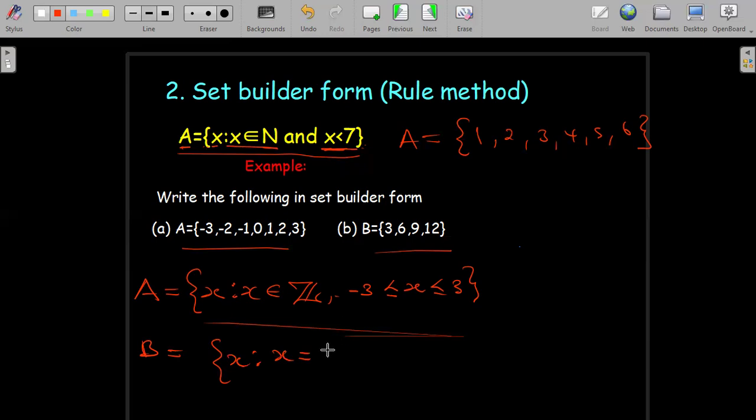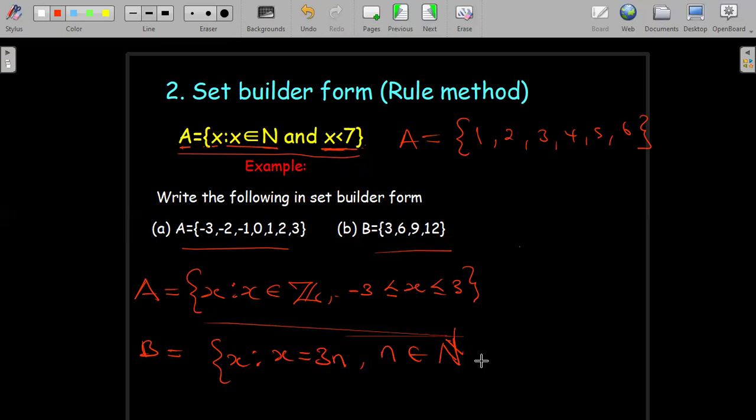So how are they being found? X is just equal to 3n, right? Because whatever n I put here is what I'll be getting. So 3n, and I need to specify that my n is going to be a member of the natural numbers. N is a natural number, like this.